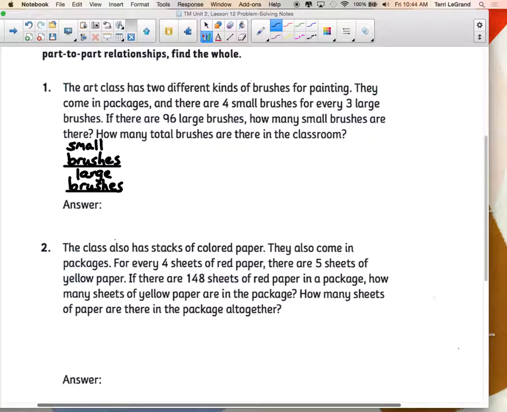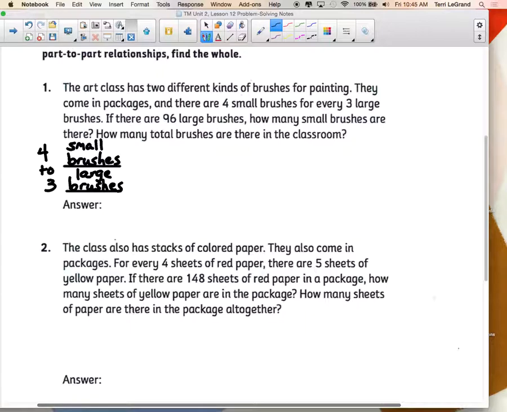What's the ratio of small brushes to large brushes? 4 to 3. 4 small to 3 large. So let's put that off to the side over here. 4 to 3. For every 4 small brushes, there are 3 large brushes.